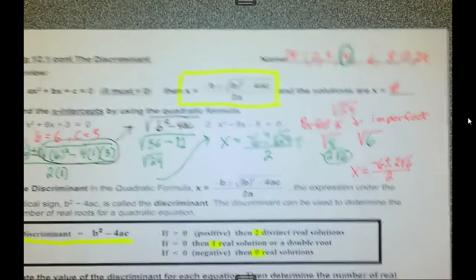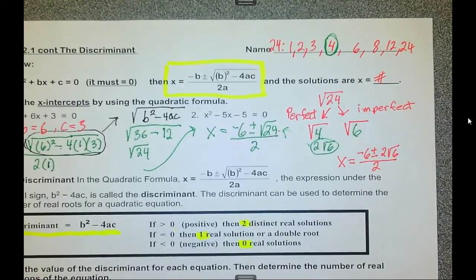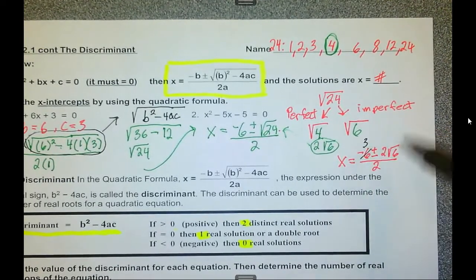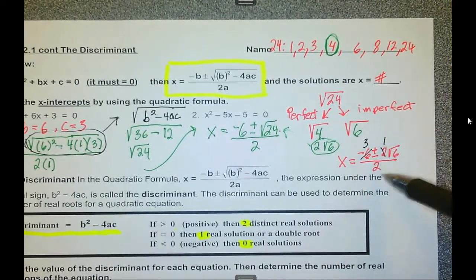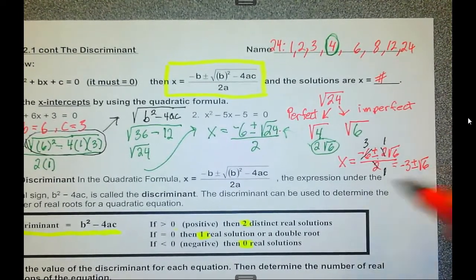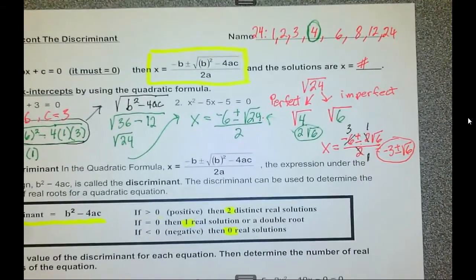Does anybody see anything in common there? Yep, there's a factor 2 in all of those. Okay? So, -6 divided by 2 is -3. 2 divided by 2 is just 1. 2 divided by 2 is 1. So all of this reduces to -3 plus or minus 1 times the square root of 6, or just square root of 6, all over 1, which is just -3 plus or minus square root of 6.